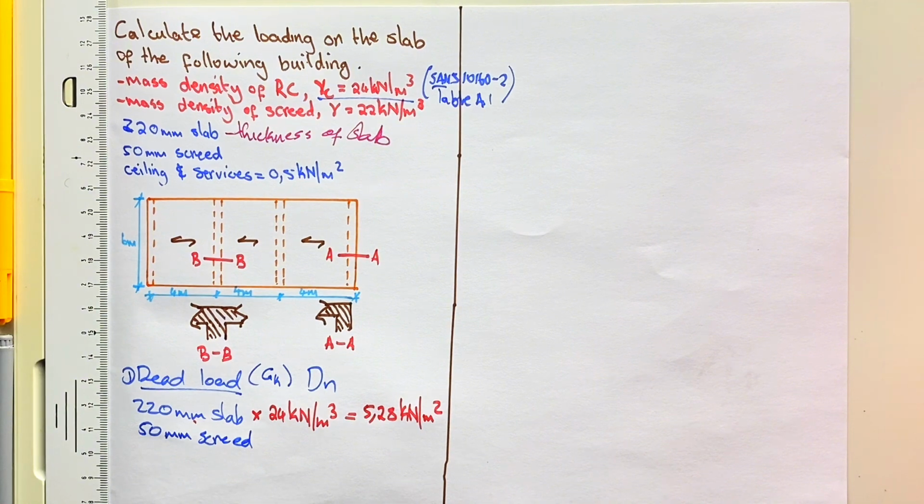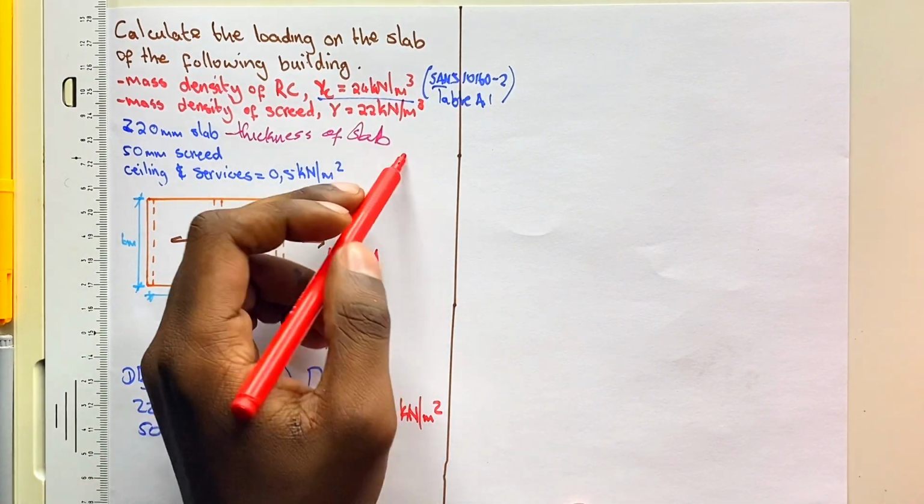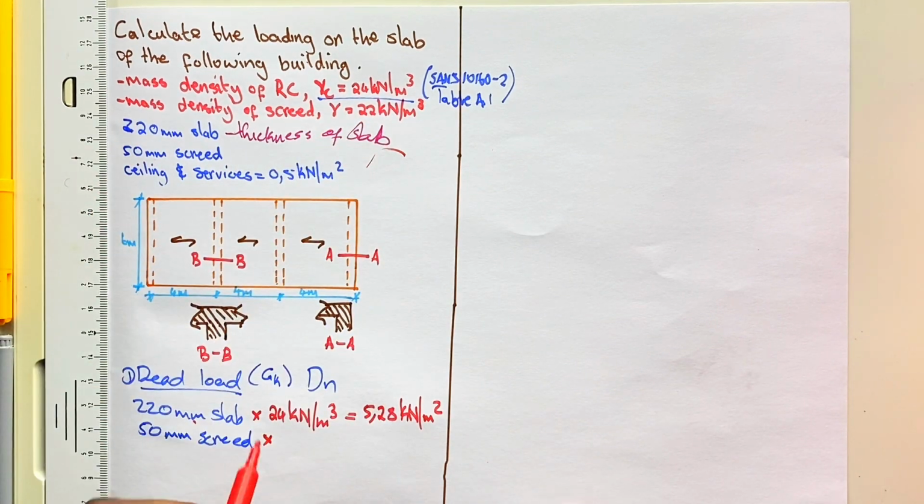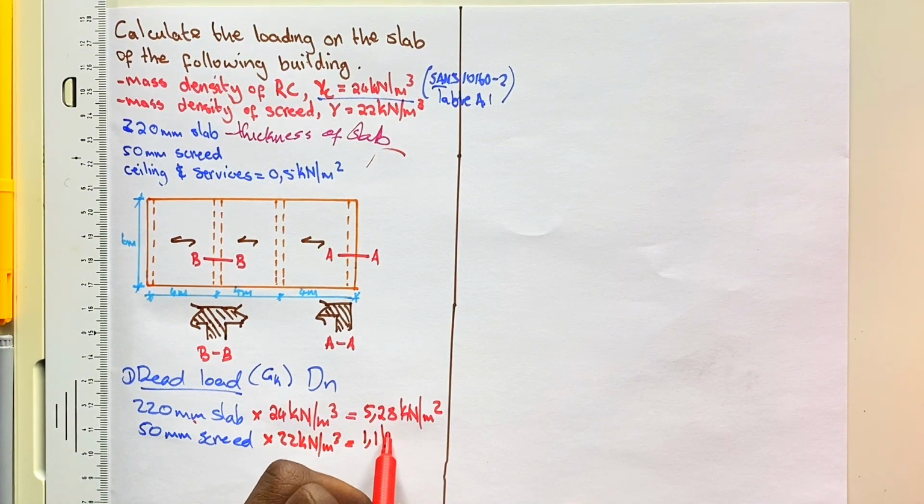Now, also, we are going to take that and multiply the dimensions by the density. Now, the mass density for screed is 22 kilonewtons per cubic meter. Now 50 millimeters times 22 will give you 1.1 kilonewtons per meter squared.